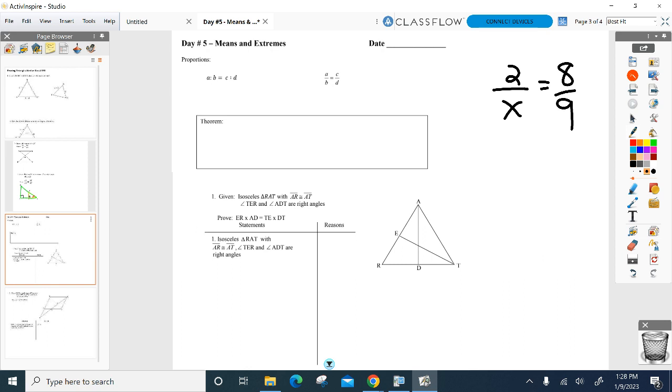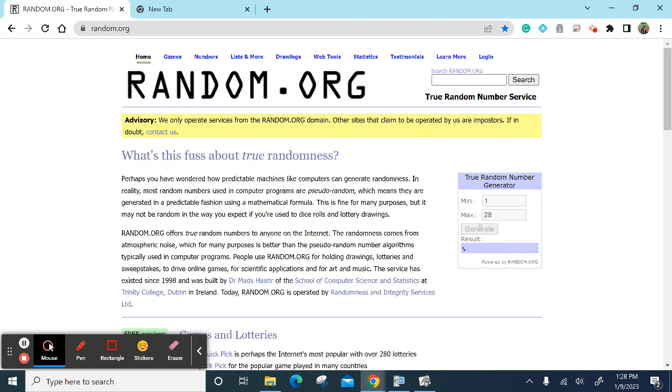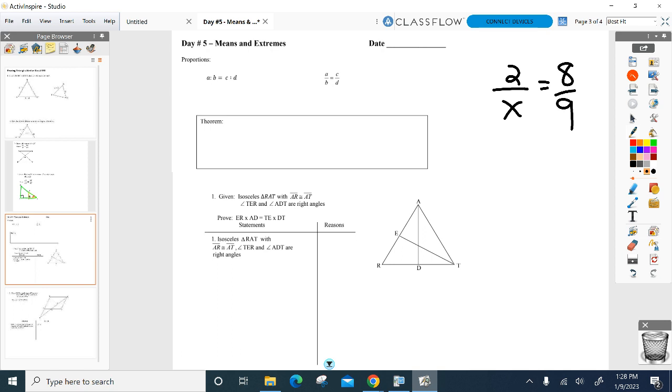What are you going to do to solve it? How are you going to solve this? Okay, name two things you're going to cross multiply. X and 8. Okay, done. You're going to cross multiply x and 8, right? And get 8x. What you just cross multiplied actually has a name.